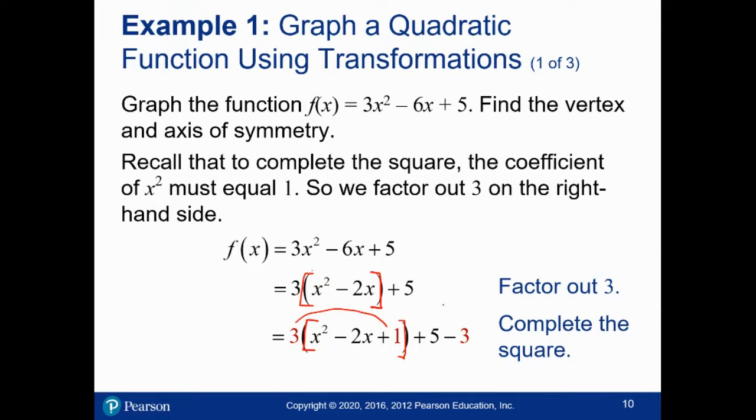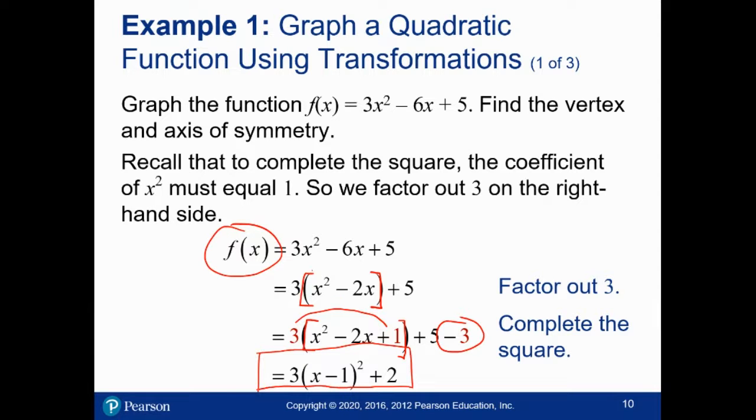But I don't want to change the values. If I add 3, I'd better also subtract 3. And the whole point of completing the square is that this parenthesis term is now something squared, x minus 1 squared. So our original function can now be written in this way.